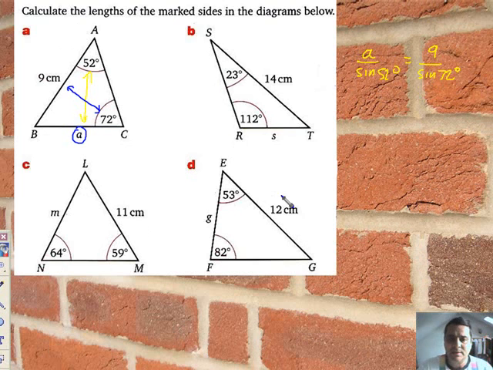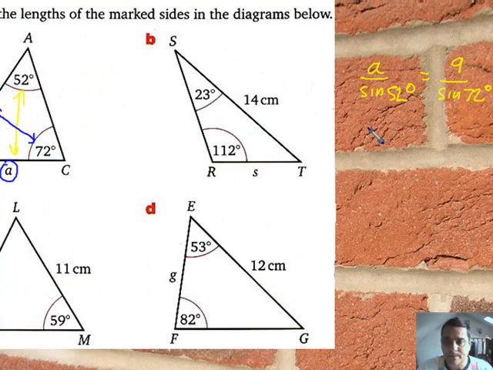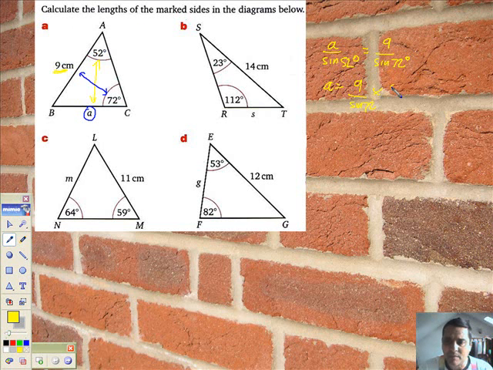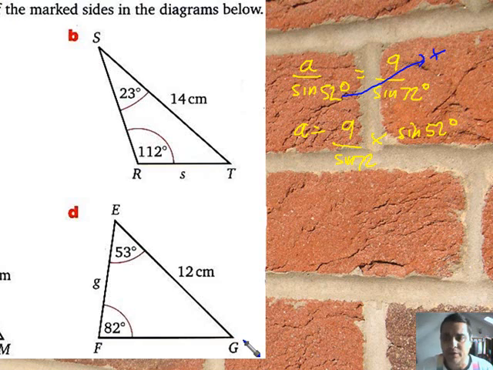So here we go then. A divided by the sine of 52 degrees is exactly the same as comparing 9 centimeters divided by the sine of 72, and that's a 9 and not an A. So the A that I require is going to be 9 divided by the sine of 72 multiplied by the sine of 52 degrees. All I did was take this to the other side and multiply. Well, of course you do, to get A on its own. You know how to rearrange simple equations.